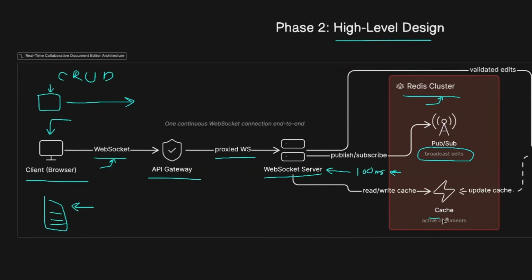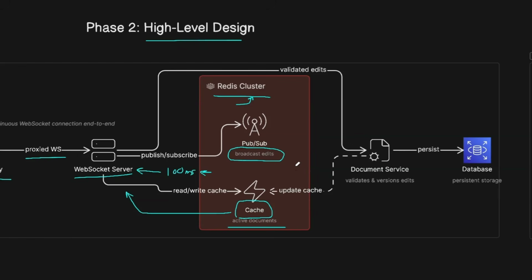And this also acts as a cache because it holds all the active documents in the memory of Redis, so we can read it directly from here instead of from the database, which is way faster than reading from the database itself. But we also need a persistent storage, of course. We can't go with the Redis cluster only, as this is not persistent.